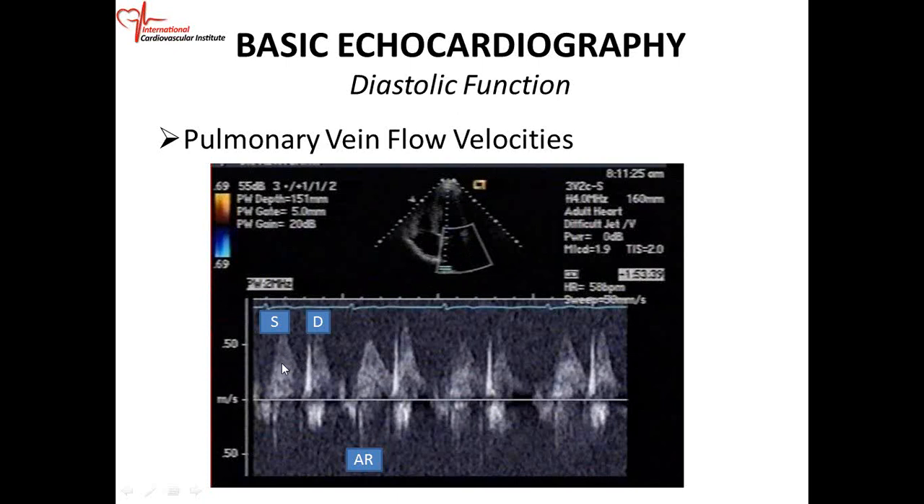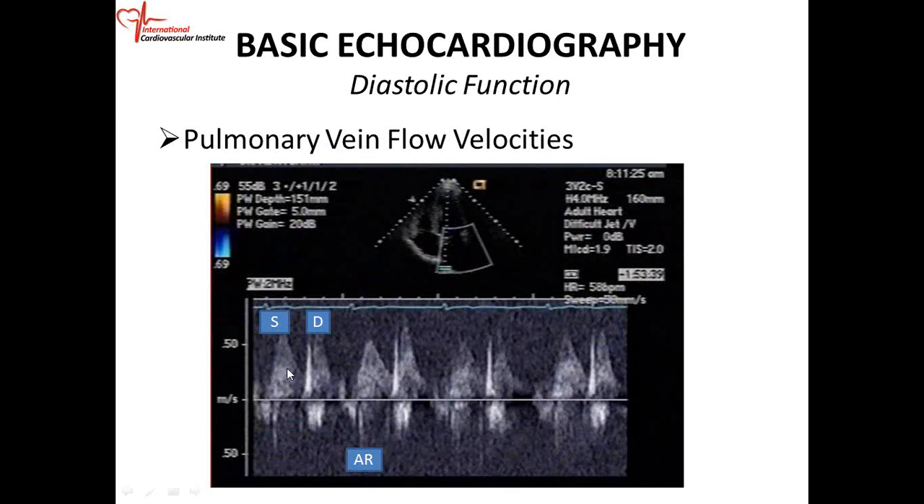In a normal individual, the systolic component is greater than the diastolic component. But when the atrium contracts, it's going to force blood in the opposite direction, away from the transducer. So your atrial flow reversal is below the baseline. So systolic component, diastolic component, atrial flow reversal. This is what your normal pulmonary vein flow looks like.